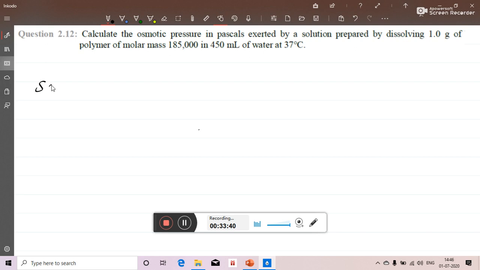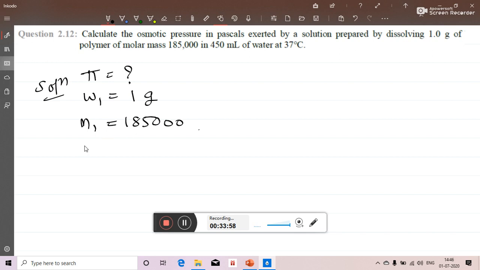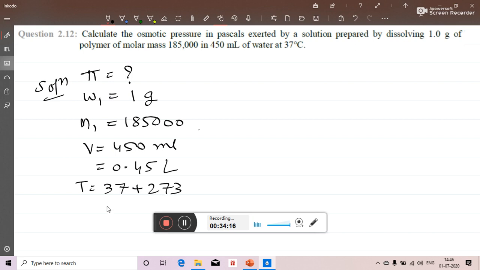So pi, we have to find out in terms of Pascal, exerted by a solution prepared by dissolving 1 gram of polymer. So mass of solute W1 is 1 gram, molar mass of polymer is 1,85,000, in 450 ml of water. So volume of solution is 450 ml, so in liter it will be 0.45 liters, at 37 degrees Celsius temperature. So we have to convert it into Kelvin. So to 37 we will add 273, so in Kelvin it will be 310 Kelvin.